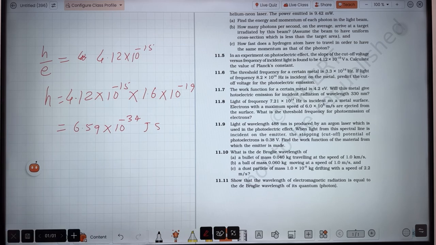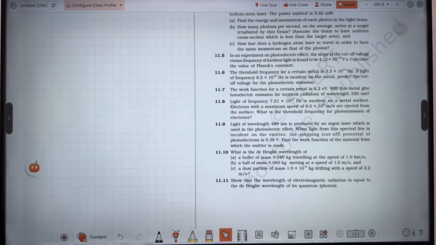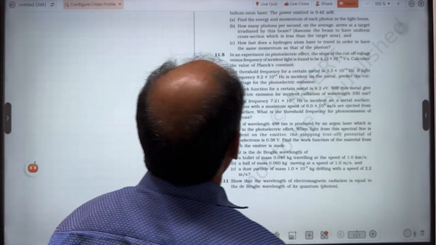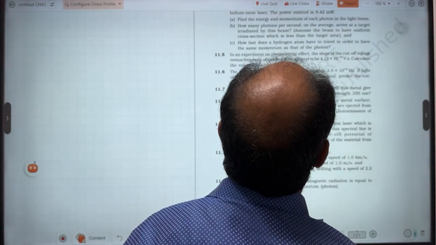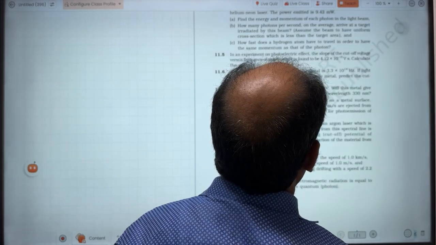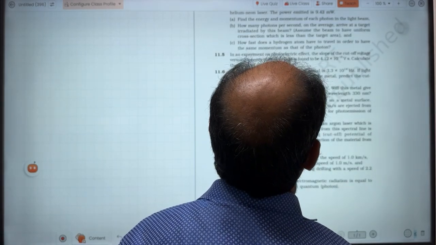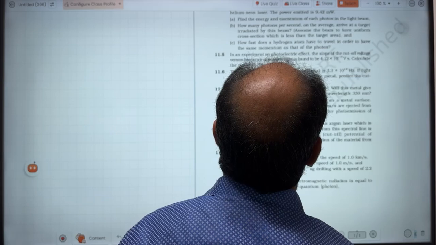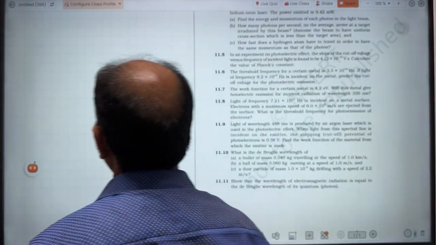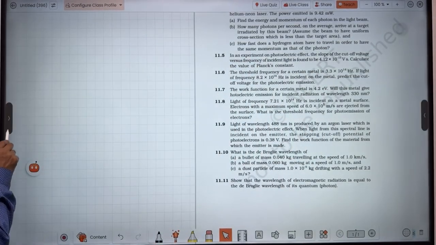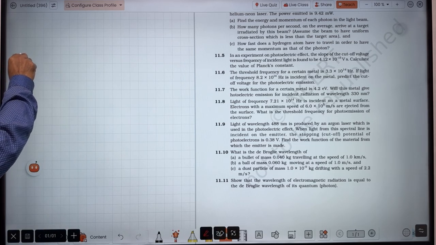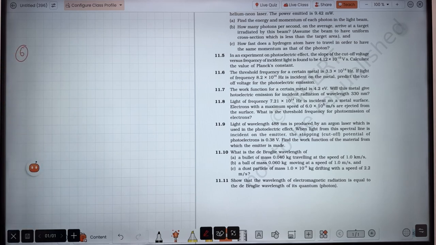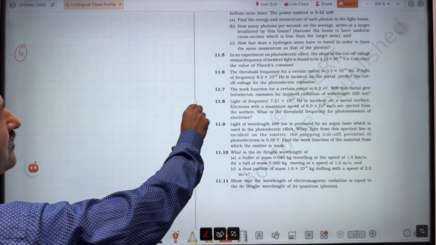Now, let's see the next question. What is the next question? The threshold frequency for a certain metal is this much. If light of frequency this much is incident on the metal, predict the cutoff voltage for the photoelectric emission. Cutoff voltage means we have to find out the maximum energy. From there, we can get the cutoff voltage by dividing by the electronic charge. So we are doing question number 6. The threshold frequency of the metal is this much.